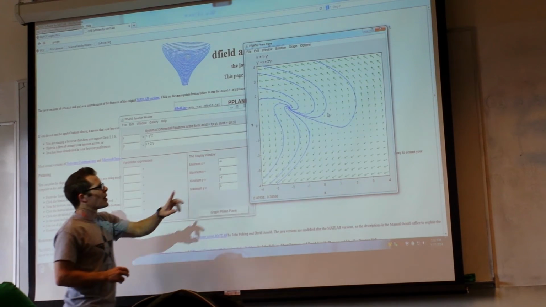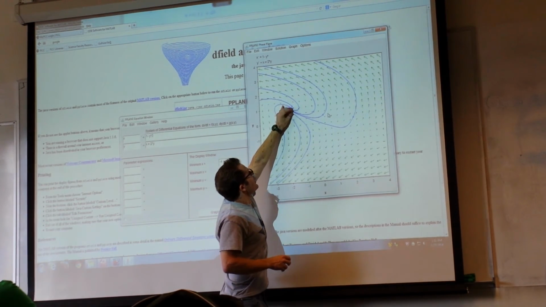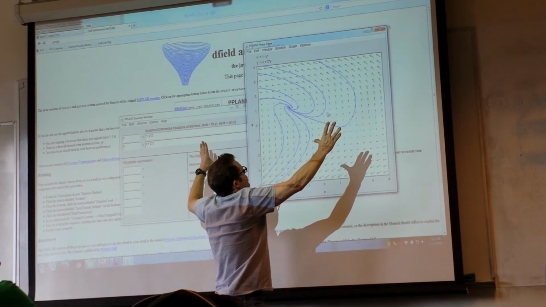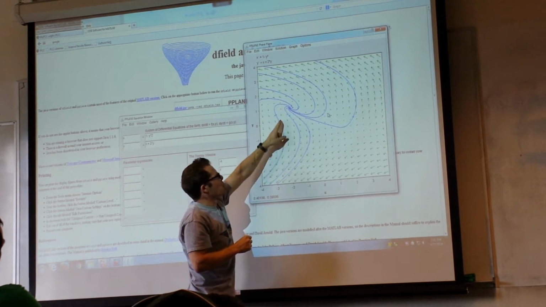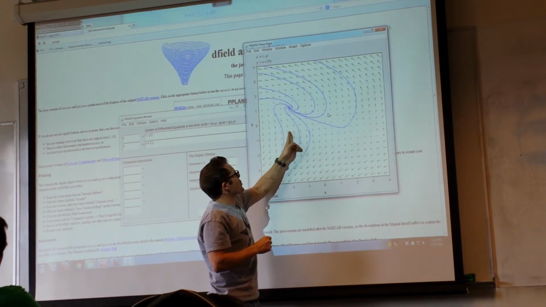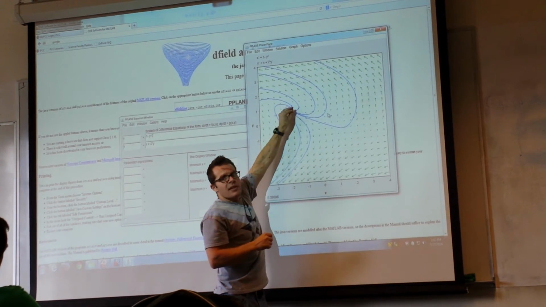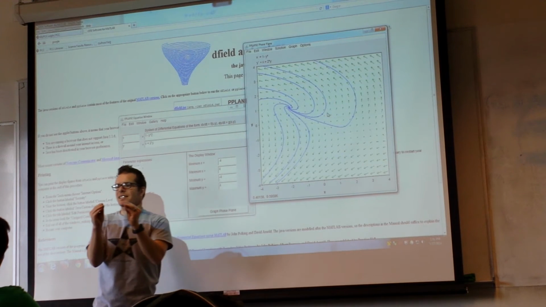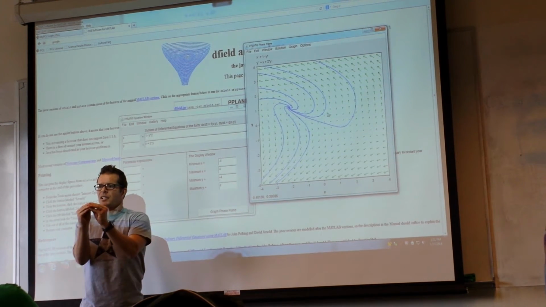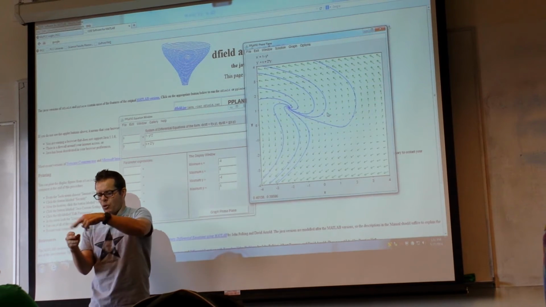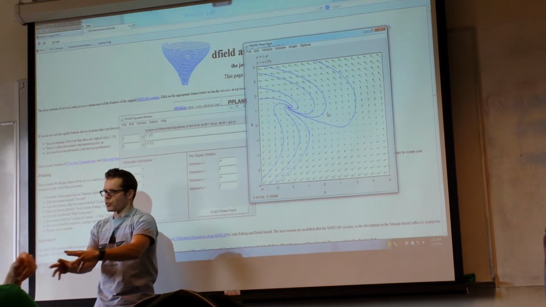It's sometimes called a source because everything's radiating out from it. If all these vectors were reversed and all trajectories led towards this, it's like an attractor. Then it's a sink, like a black hole that draws everything in towards it, like a drain, where all the water circles and goes down.